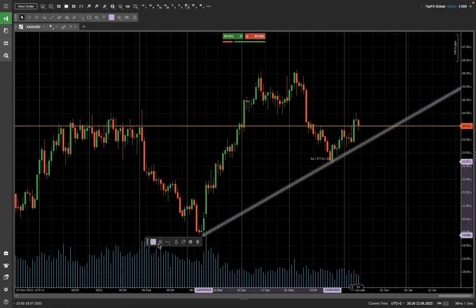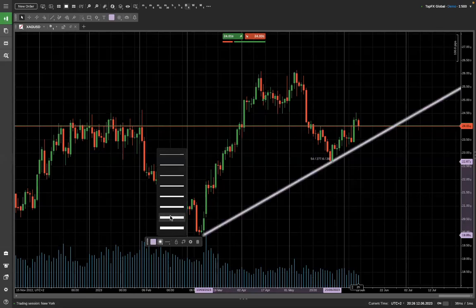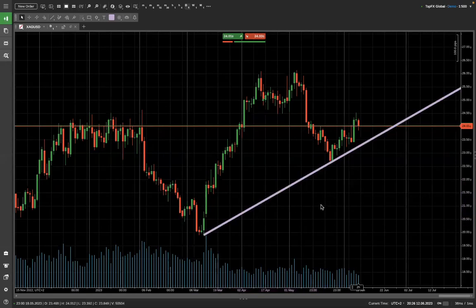Let's make it a little bit thicker. And this trend line might be very helpful next week, next 2 weeks, next month, next quarter. This is the time frame chart, so why not? Okay, so that's the situation when we can draw a trend line using 2 points only, not a problem.